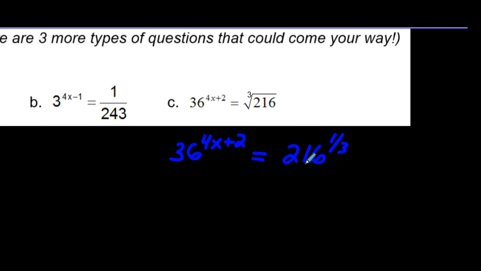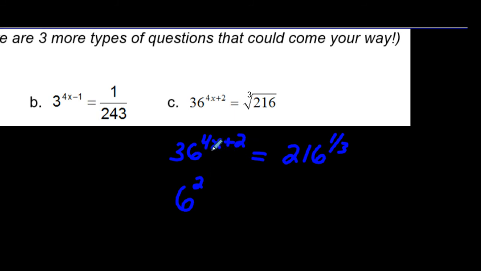Can 36 to the power of something make 216? And just to speed things up, I'll tell you, it won't work. 36 to the power of something, it's not a base that we can use, okay? We need to make these bases the same. Well, if you know your times tables, you know that 6 times 6 is 36. So I'm going to show you 6 to the power of 2 is the same thing as 36.